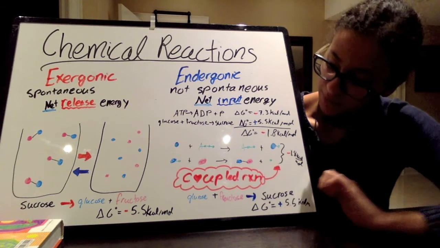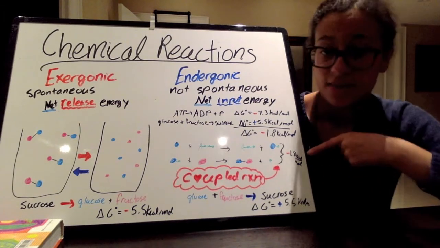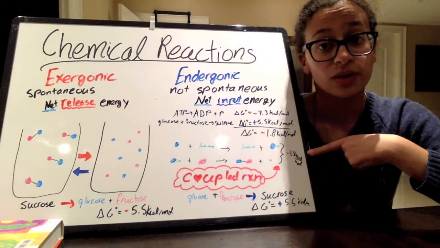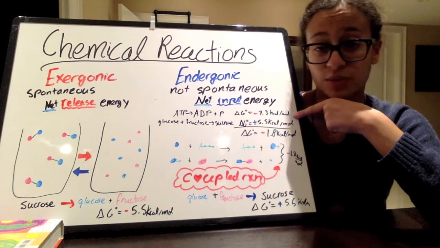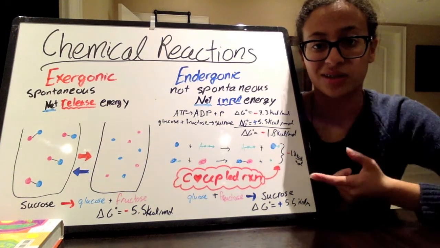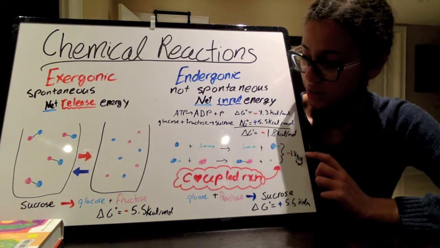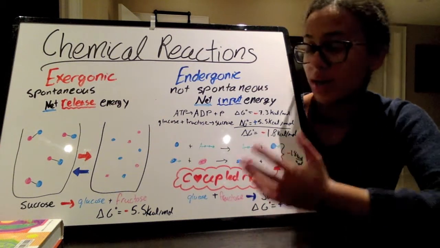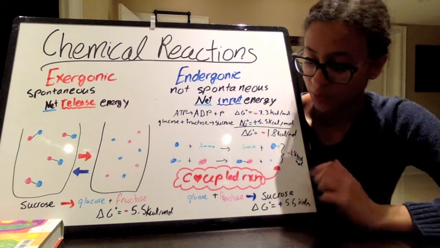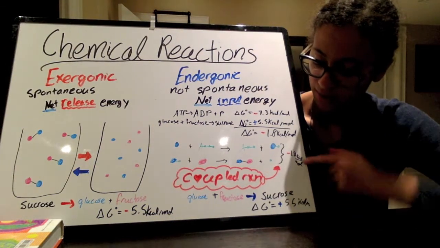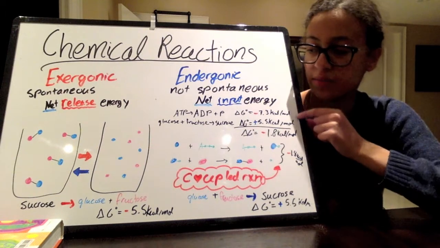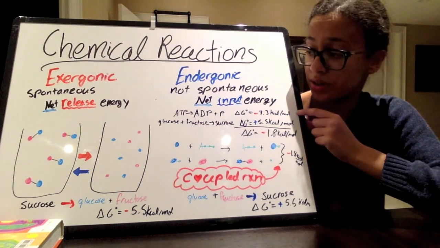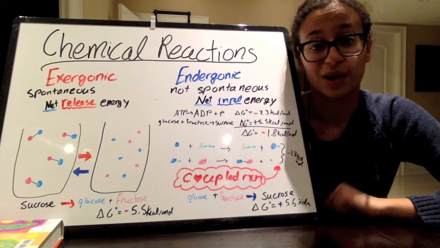So overall, this is a favorable reaction, so it will occur. Although the formation of sucrose alone is endergonic, so it's not spontaneous, when we do coupled reactions, we get an overall exergonic reaction, which is favorable and will occur. To get the total delta G of the coupled reaction, simply add up the two individual delta G's of the reactions that you were coupling together.